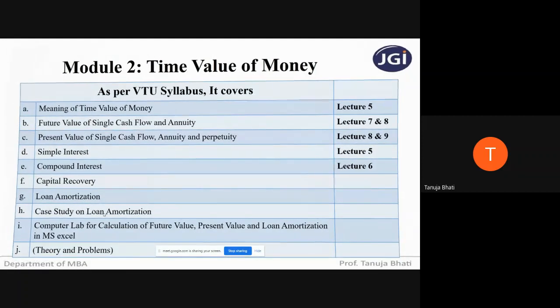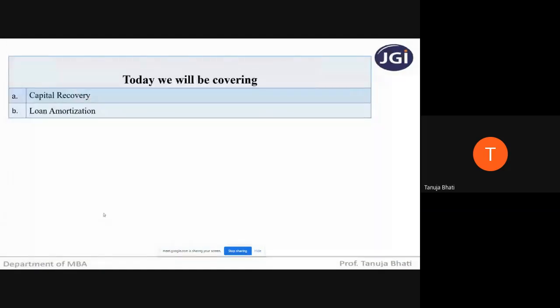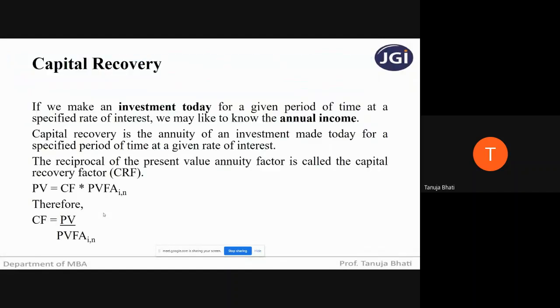So today we will be covering capital recovery and loan amortization and problems on the same. So first, let us understand what is capital recovery, students.